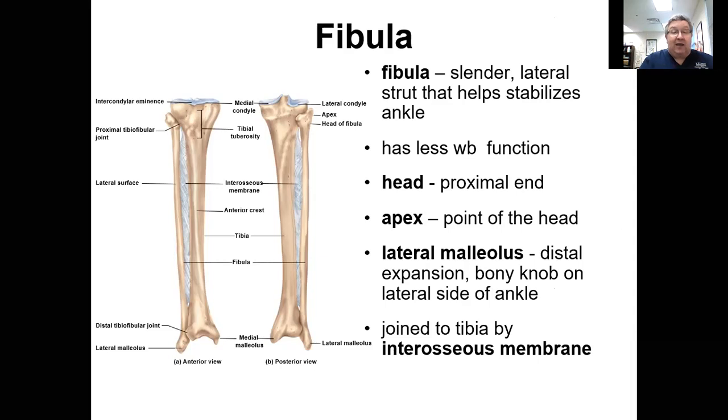It has 2 ends. It has a proximal end and the distal end. And the distal end of the fibula makes up the lateral malleolus. The distal end of the fibula is the lateral malleolus. So the medial malleolus is the tibia, the lateral malleolus is the fibula. That's what you need to know.